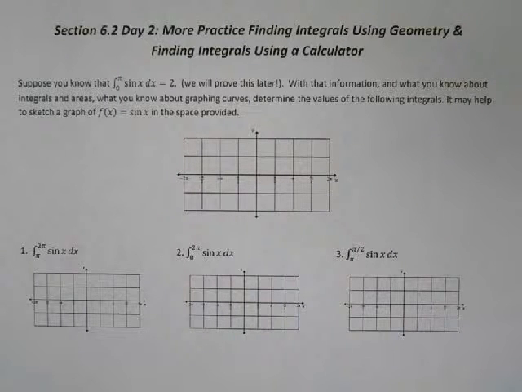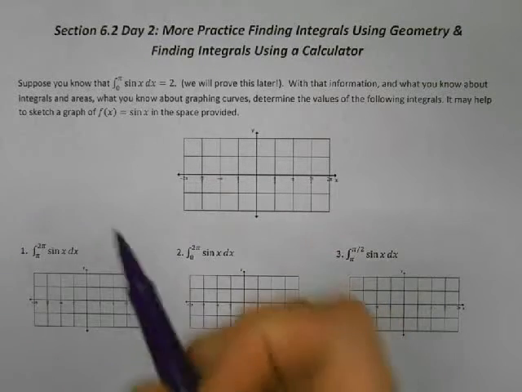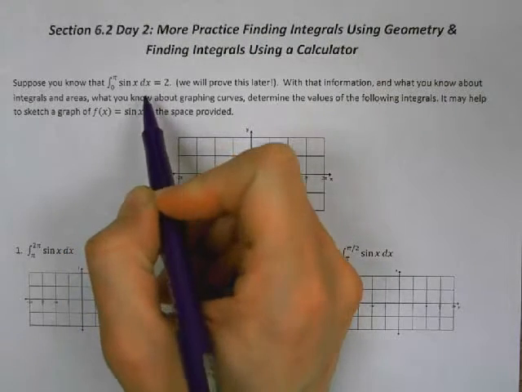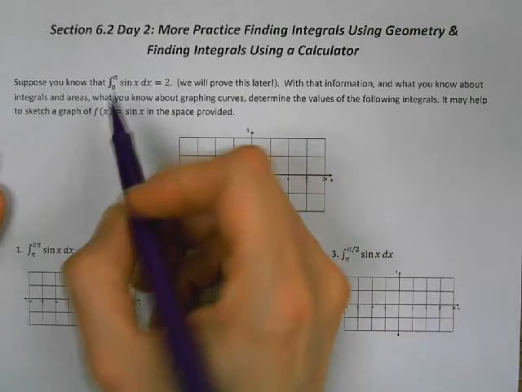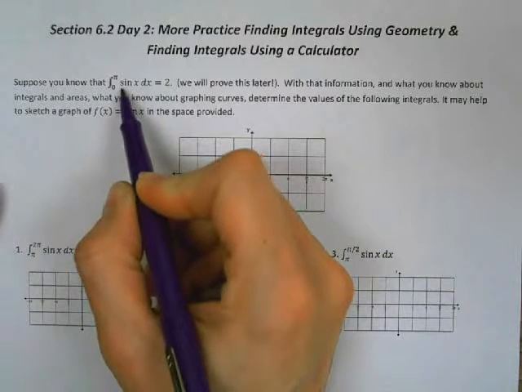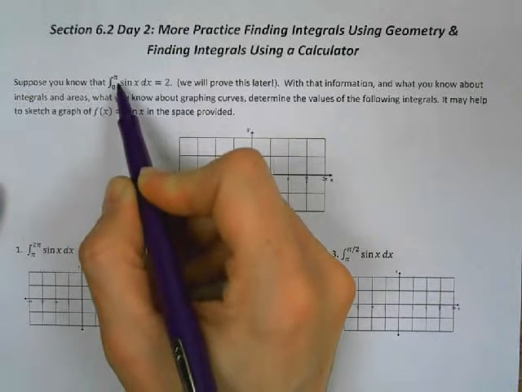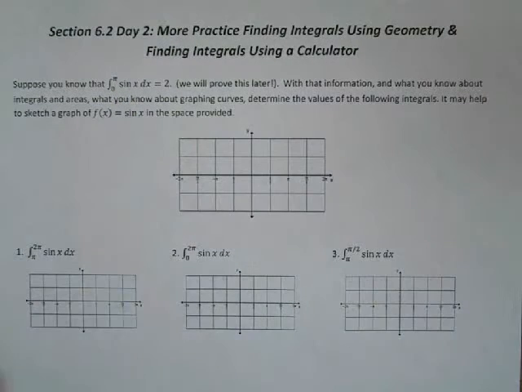So first we're going to do a little mini investigation that we're going to work through using geometry and some properties of functions and integrals. So here's the idea. Suppose you know that the integral from 0 to pi of sine x dx equals 2. And remember, what this is telling us is that the area between the sine curve and the x-axis from the interval from 0 to pi is equal to 2. Okay, so we're taking that as our given.